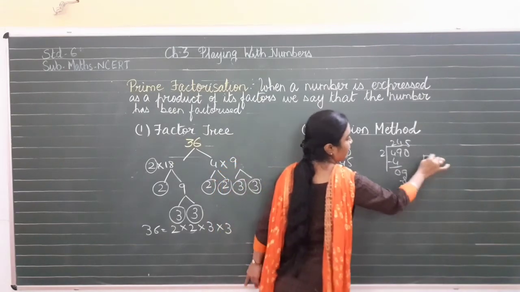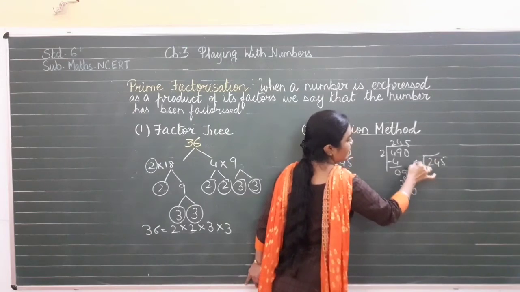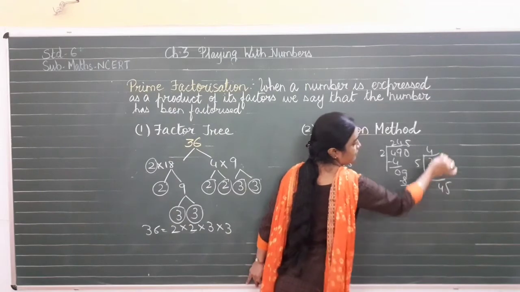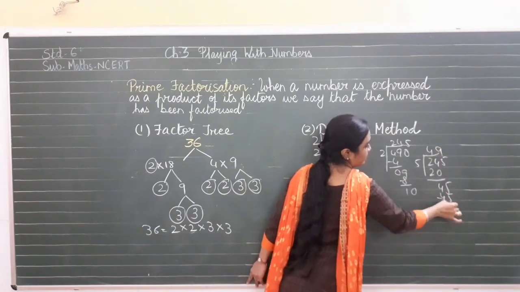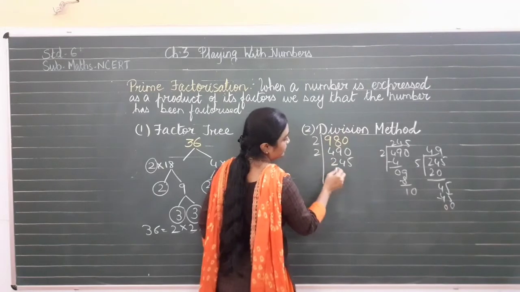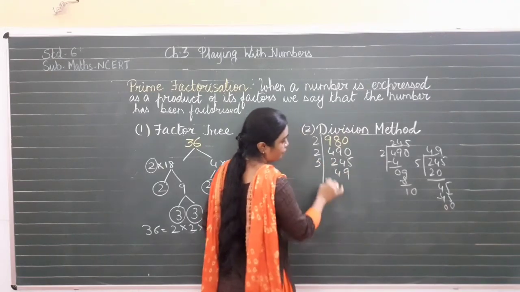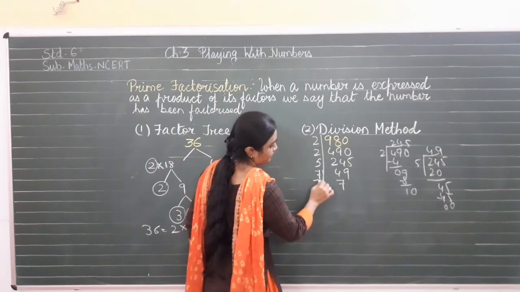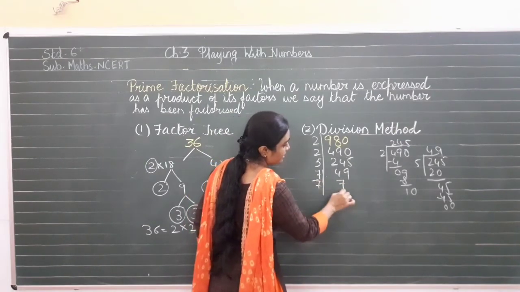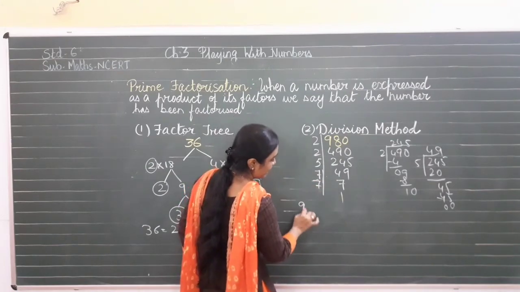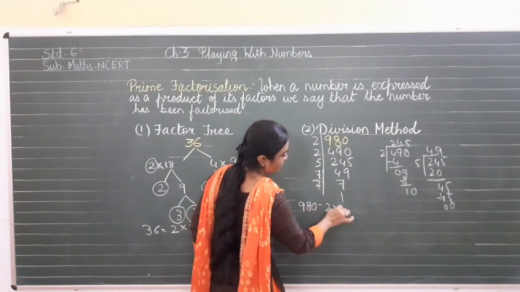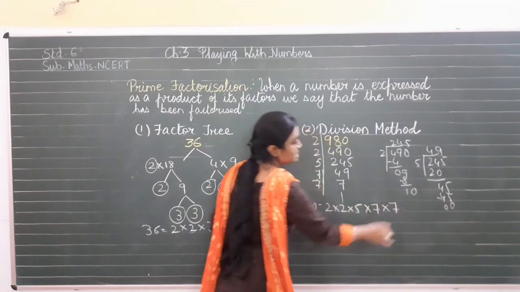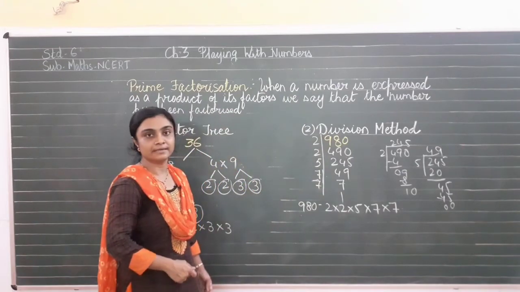If you divide 245 by 5, 5 4s are 20, 24. Carry down 5. 5 9s are 45. The remainder is 0. So now 49 comes in the table of 7. 7 7s are 49 and 7 1s are 7. So 980 can be expressed as 2 into 2 into 5 into 7 into 7. So this was the division method.